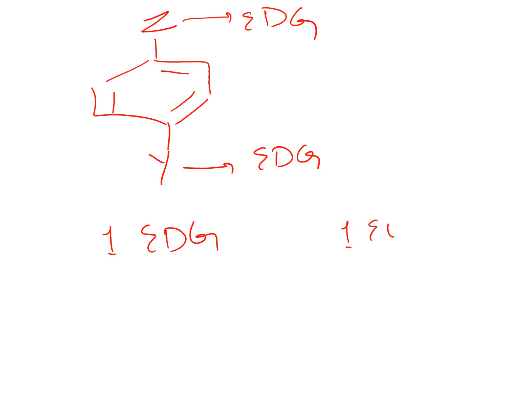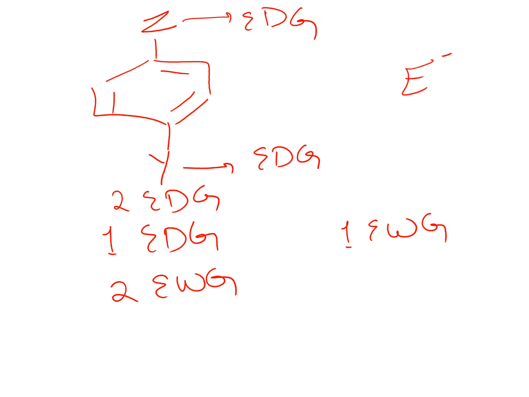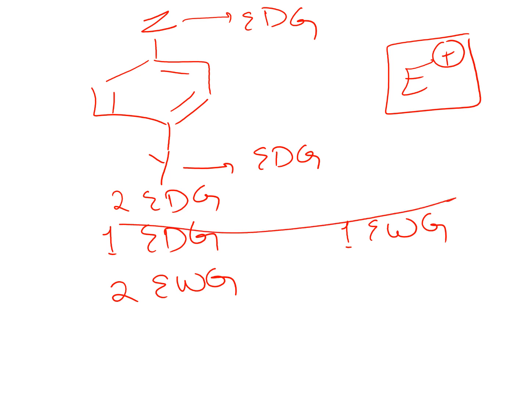They could both be electron donating groups, or one electron donating and the other electron withdrawing, or they can both be electron withdrawing groups. According to the nature of the substituents, the third substituent will be introduced. The third substituent again is an electrophile, so it is actually looking for electrons. So let's look at the second case.